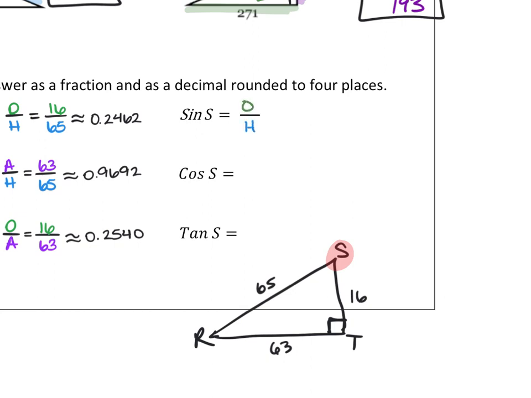What is the length of the side opposite angle S? Across from angle S is what? 63. So that means this fraction is going to be 63 divided by the hypotenuse. What's the hypotenuse here? 65. So that didn't actually change because my hypotenuse is always the longest side. In your calculators, please, can you do 63 divided by 65? We're going to round to 4 decimal places as the problem states.